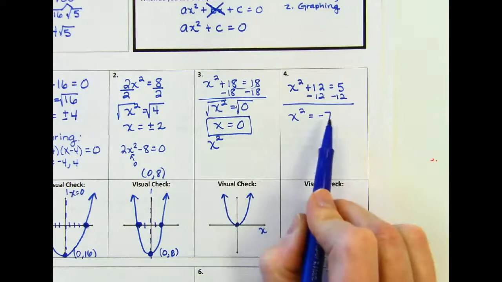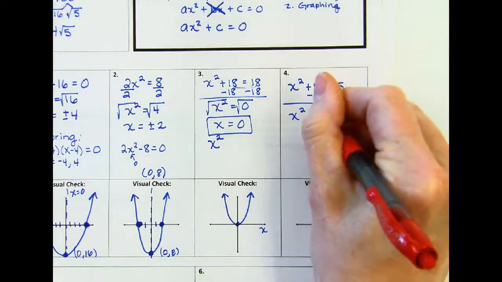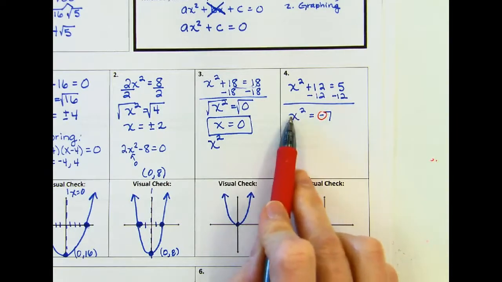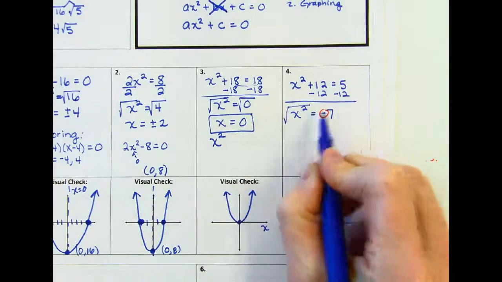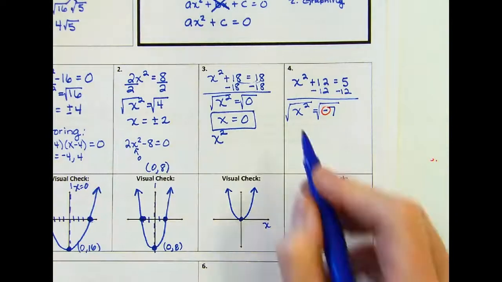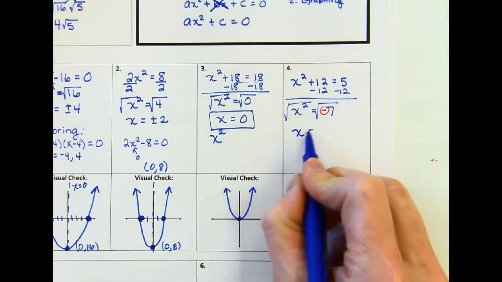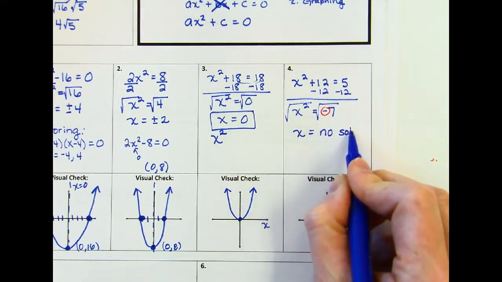And there is a problem. We cannot ever have two numbers multiplying together to give us a negative. And you all know from the previous chapter, when I go to solve for x, I am not allowed to have a negative underneath the square root. So x equals nothing. So this is a no solution one.